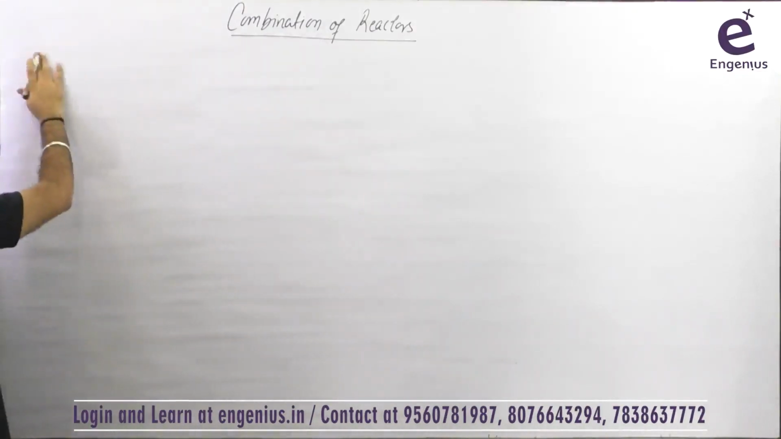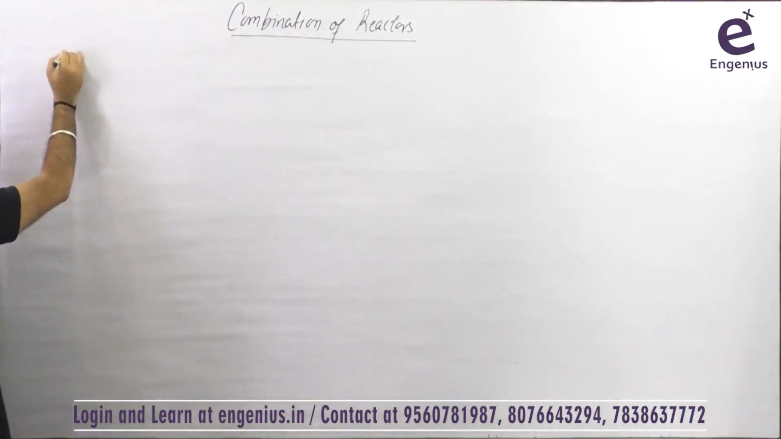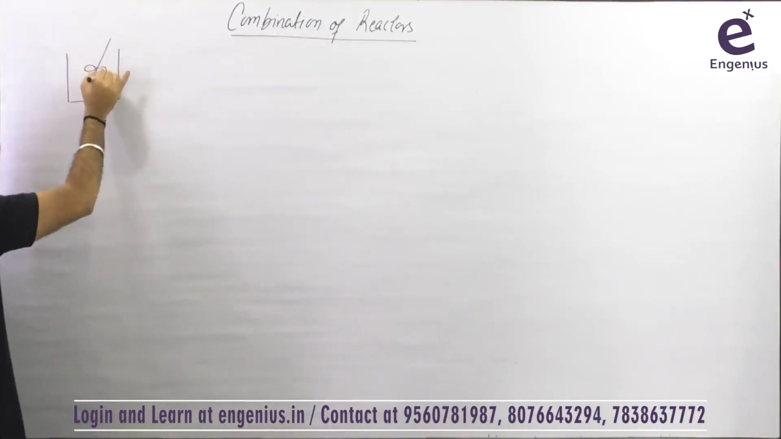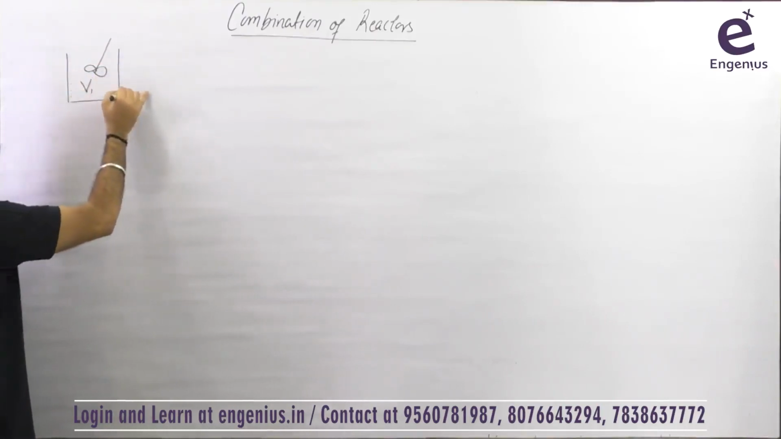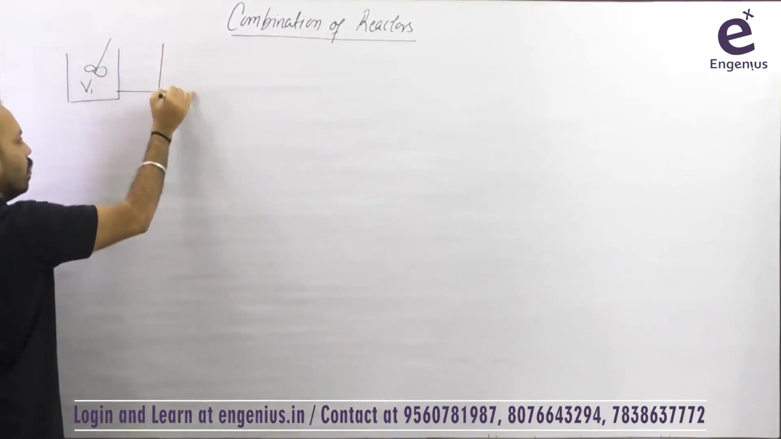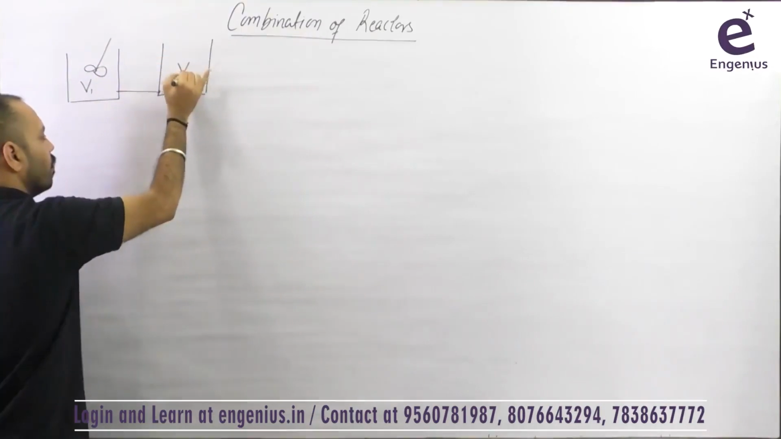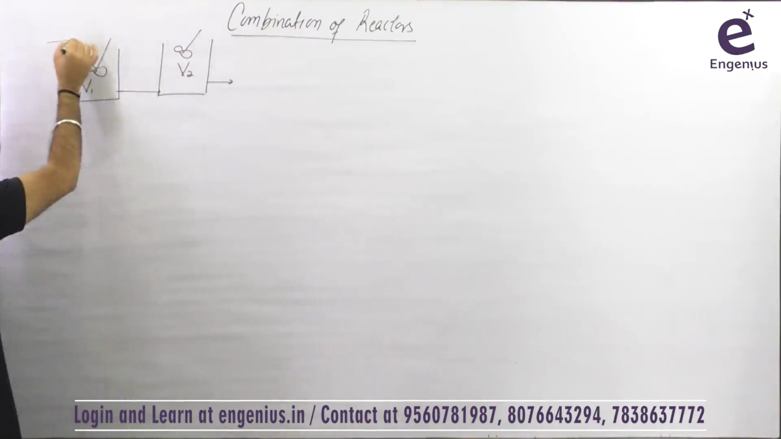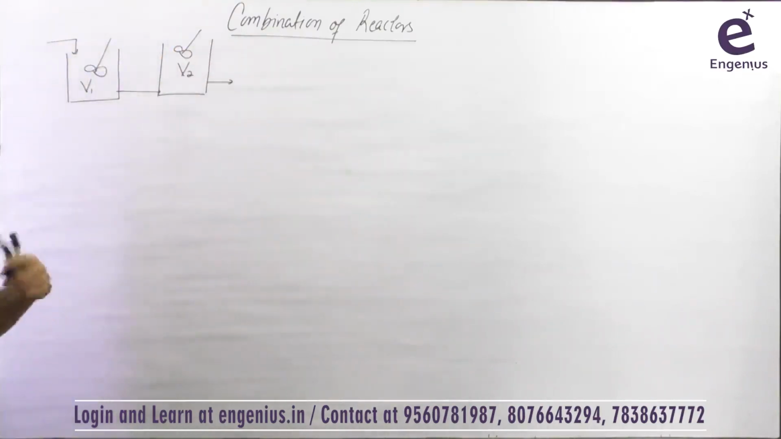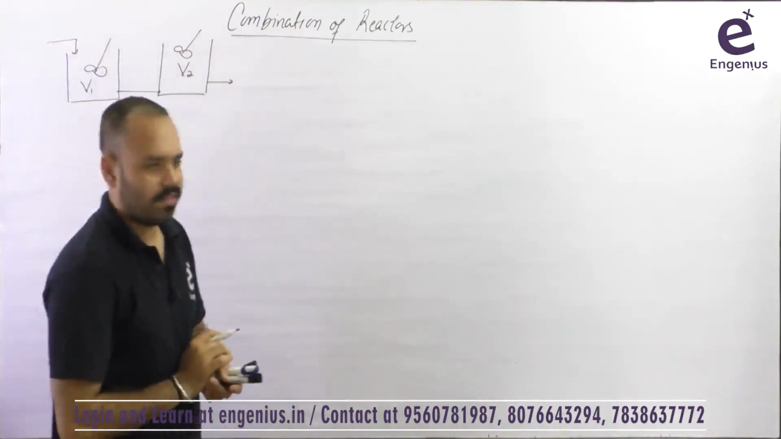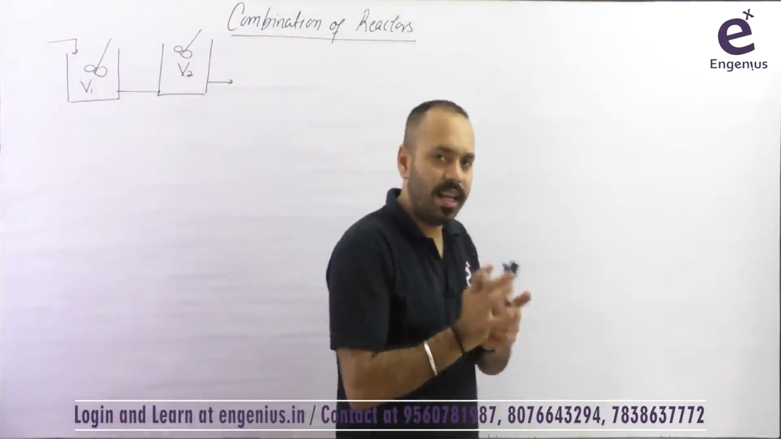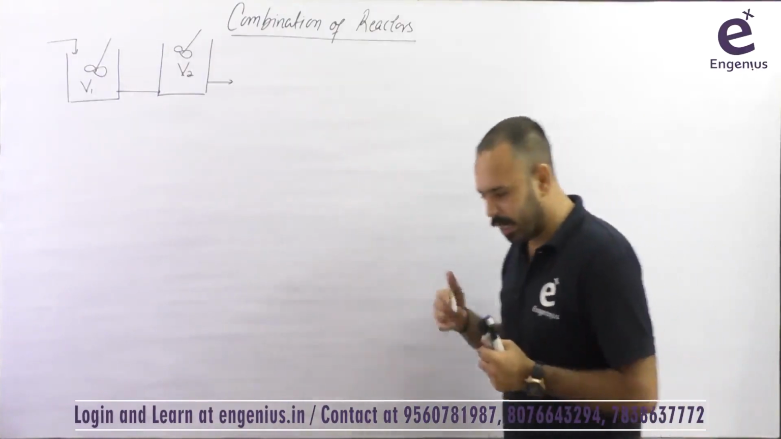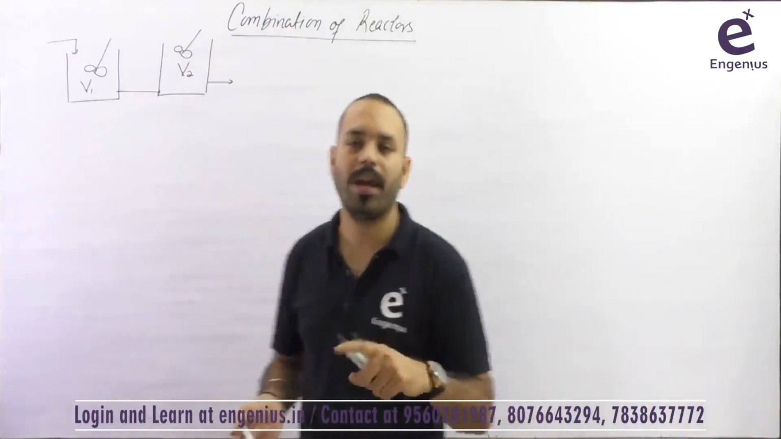Suppose I am having two reactors, having volume V1 and volume V2. They are having different volumes, connected in series. Fine. Now how they should be arranged? Getting my point? I'm talking about arrangement. How the reactors should be arranged so that they are giving you higher conversion.